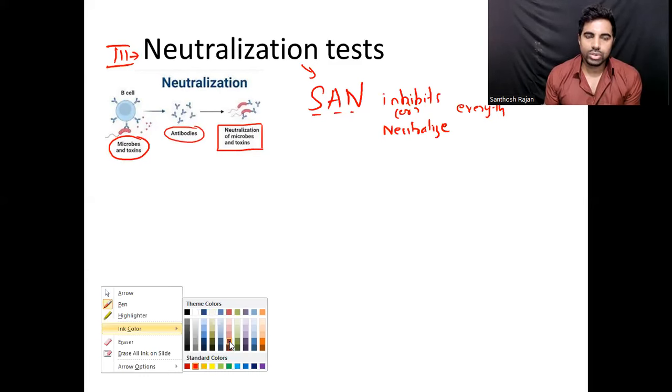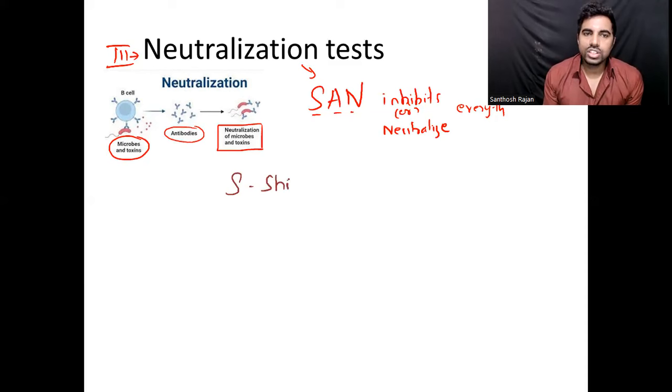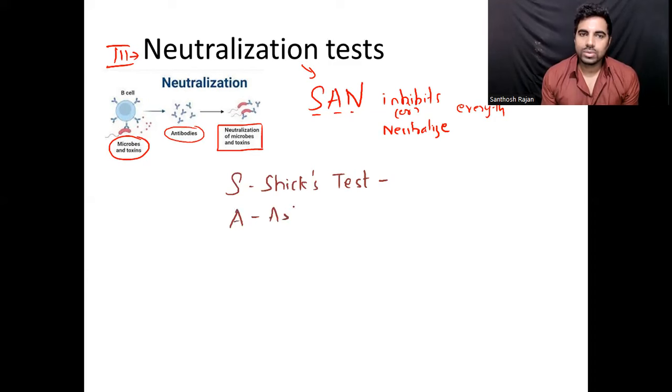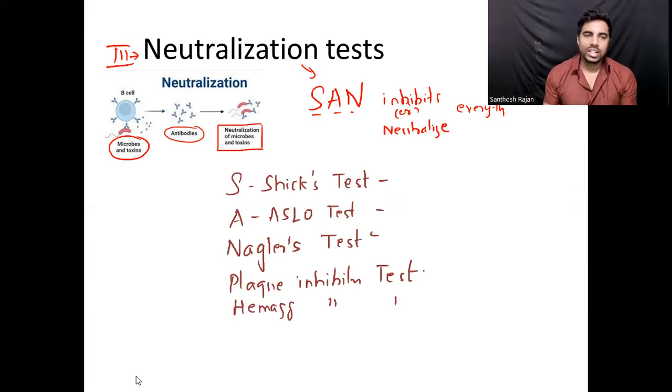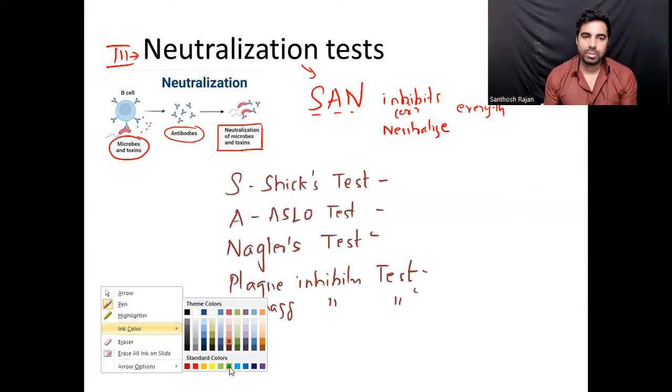Now let's talk about the individual tests. S stands for Schick's test. A stands for the ASLO titer test. N stands for Naegele's test. And the inhibitor part is the plaque inhibition test or the hemagglutination inhibition test. These are all under the neutralization test. Please remember.